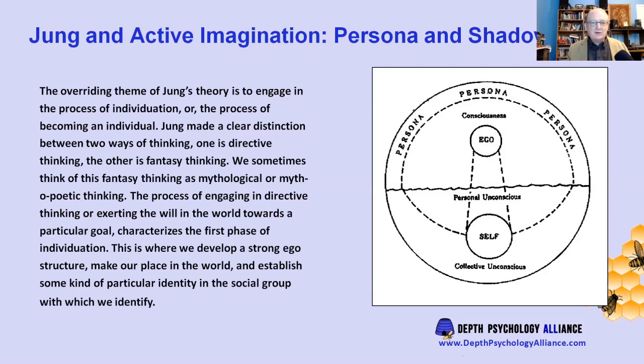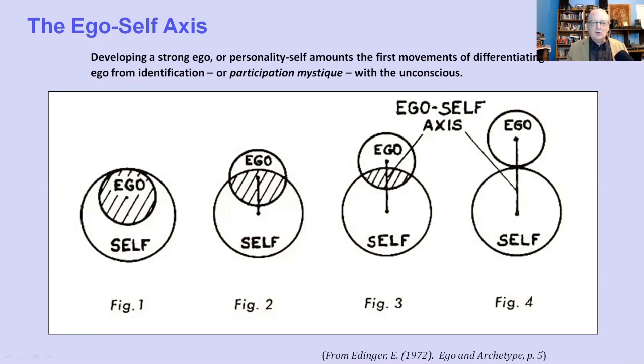So this developing of a strong ego or personality self amounts to the first movements of differentiating the ego from identification, or participation mystique, mystical participation with the unconscious. This is a diagram from Edward Edinger's book, Ego and Archetype. It's just a metaphoric way of representing it, but you can see there's total identification of the ego with the self here, a little bit of differentiation in figure two, a little more in figure three, and in figure four there's a lot of differentiation. However, if this line connecting the deep unconscious with the ego is not there, then instead of differentiation, we have dissociation and no connection with our instinctual roots. We have no groundedness, as Jung might say.